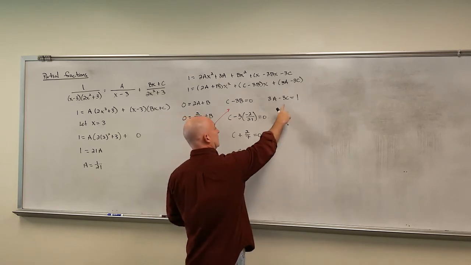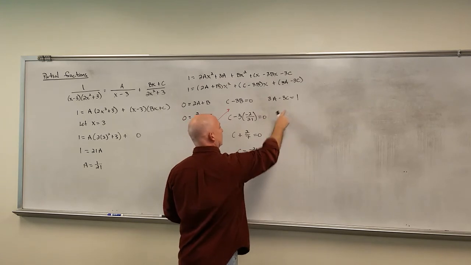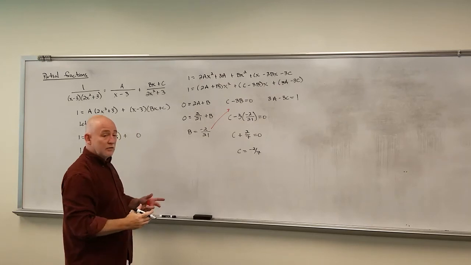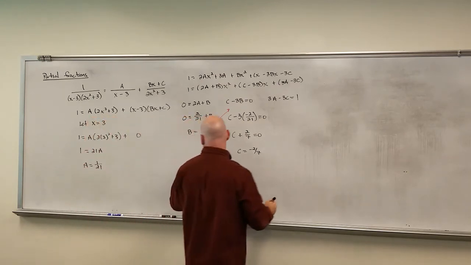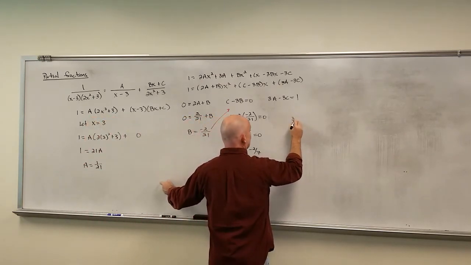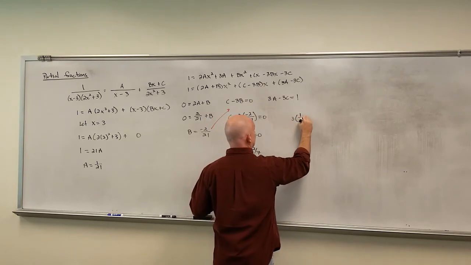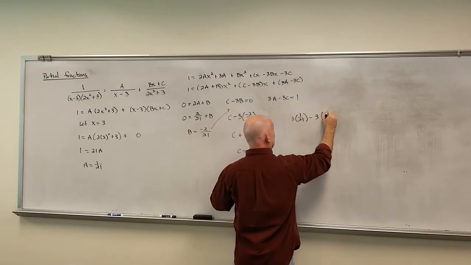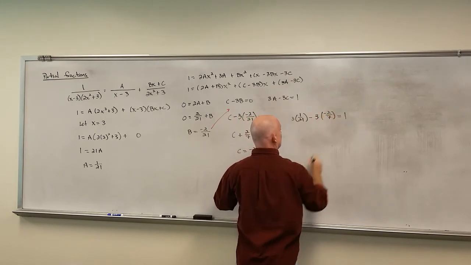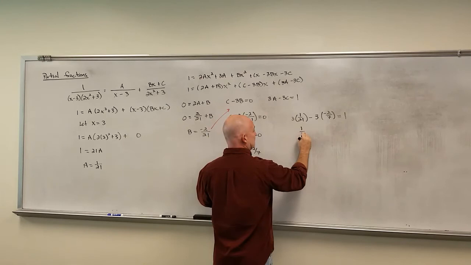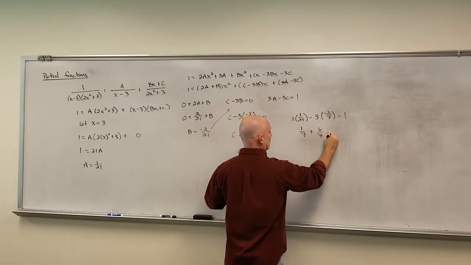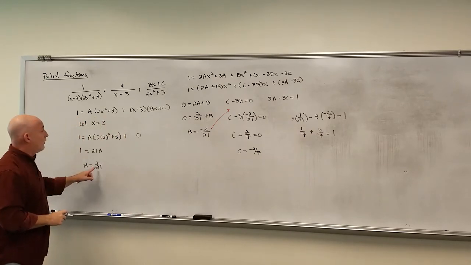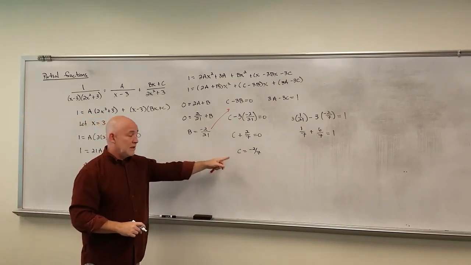And we already know what a and c are, so we don't have to use that. But I am going to do this real quick, though. Let's make sure it works. We know a is 1/21, so that's going to be 3 times 1/21 minus 3 times c, which is negative 2/7. Does that equal 1? Well, that's 1/7 plus 6/7, that's 7/7, which is 1. So our numbers are right. So now we found all three numbers that we need. We have a, b, and c.